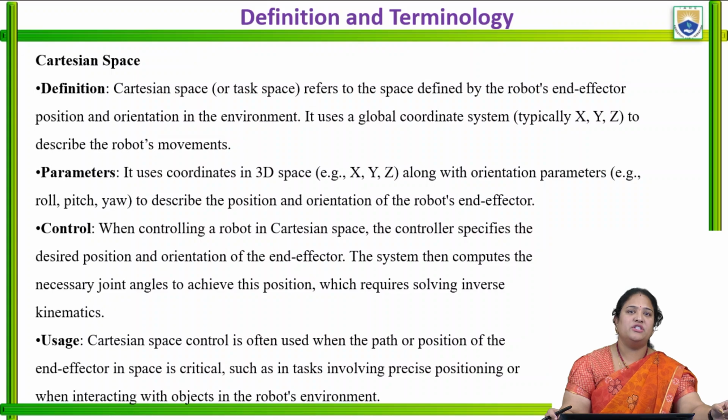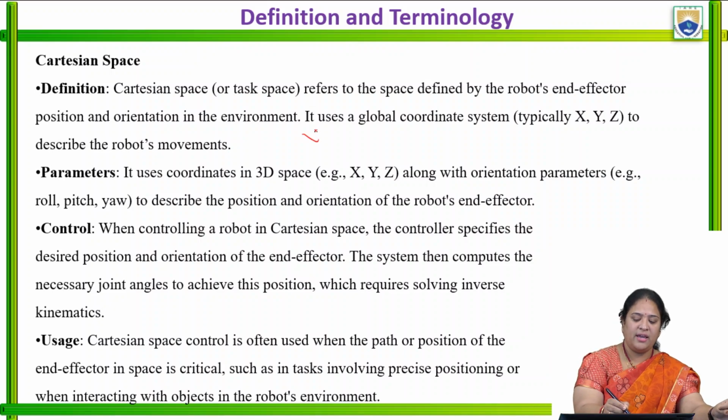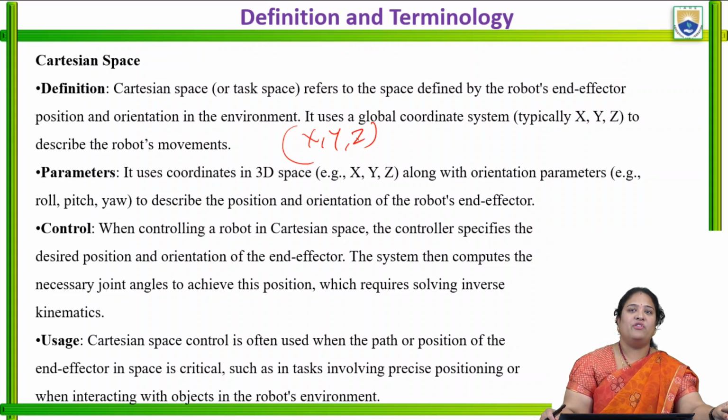Coming to the Cartesian space, the Cartesian space generally refers to the space which is defined by the robot's end effector position and orientation in the environment. It is used as a global coordinate system for x, y, and z coordinates. Right? For the x, y, and z coordinates, the Cartesian space plays an important role in defining the robot's end effector position and orientation in the environment.